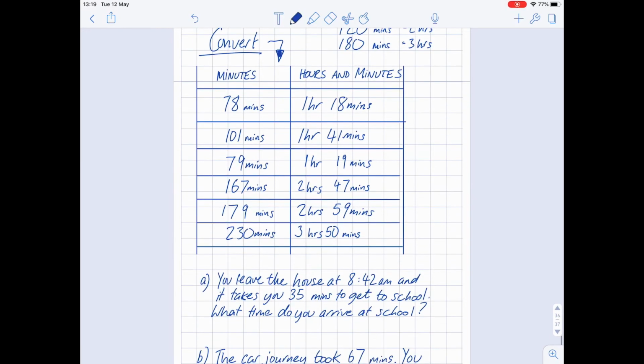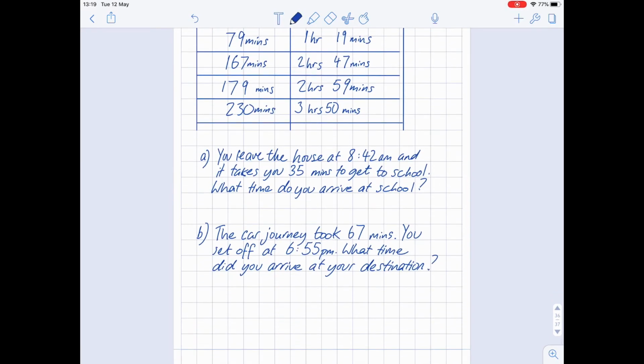Now, going down, I've got 2 more word problems here. It's talking about journey times and what time you're leaving the house. And you need to tell me what time you're arriving at your destination. So again, pause now. Take your time. Use your pen and paper. Do some workings out to help you. And press play when you want to go through the answers.